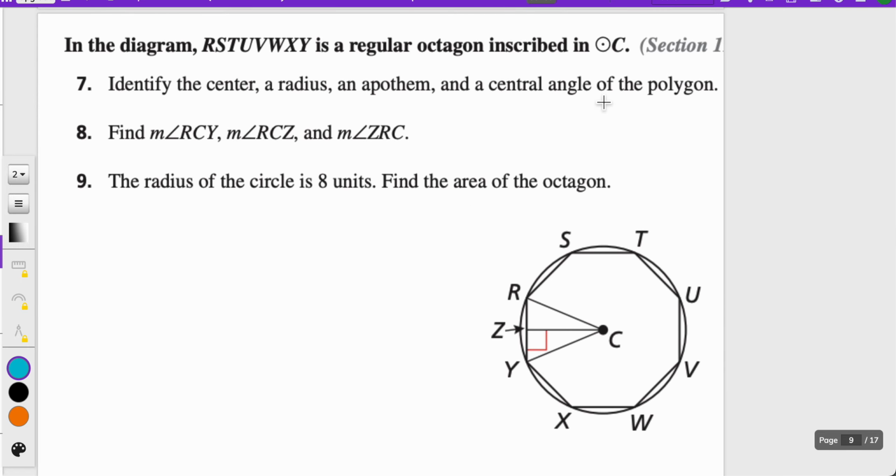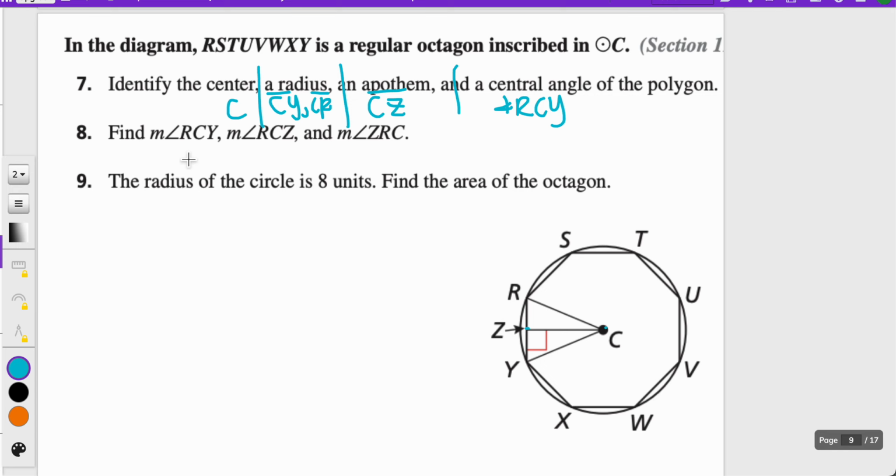7 through 9, we're going to use the same segment here and just identify a few things. So I'm going to put the center is C. A radius could be CY, or you could use CR. An apothem, I said was CZ, because you're going from the triangle or the polygon that's being made to the center. And then a center angle you could say maybe is RCY, or if you did YCR, that's the same thing.